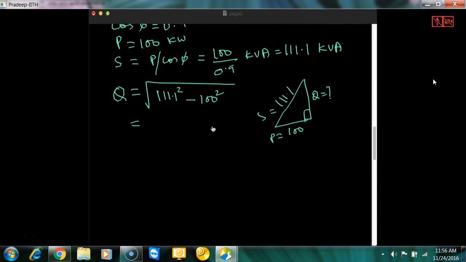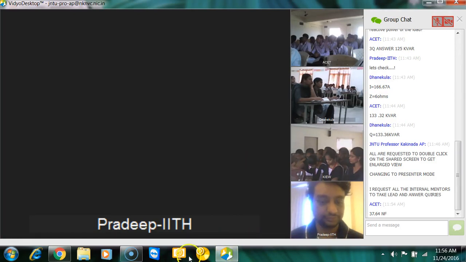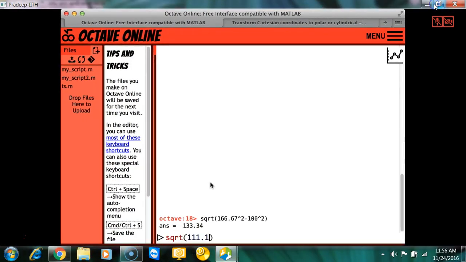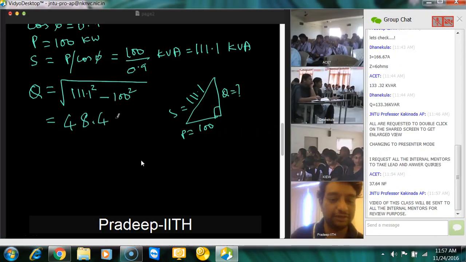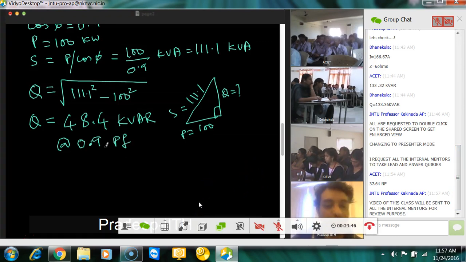Let's switch to the calculator mode and find the Q. So the square root of 111.1 square minus 100 square. I'm getting 48.4 kVAR. Let me switch back. Now this is at 0.9 power factor. So the power factor has been improved.